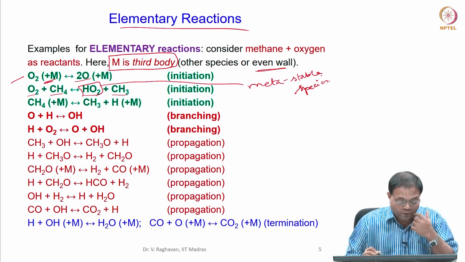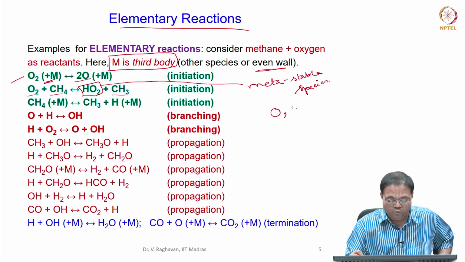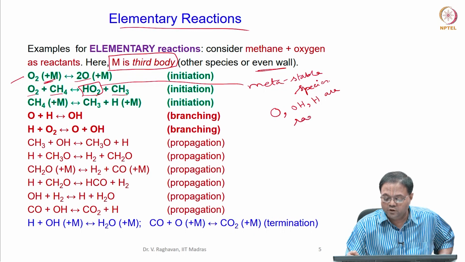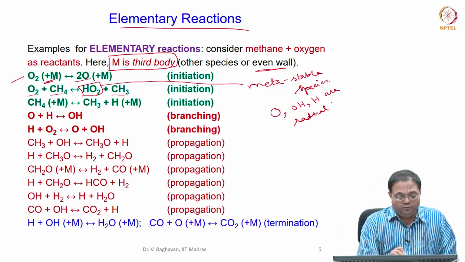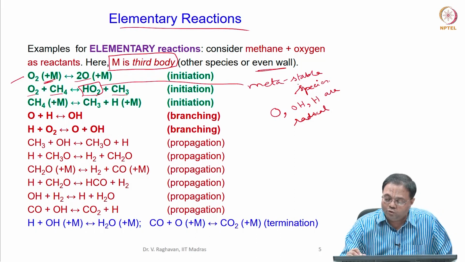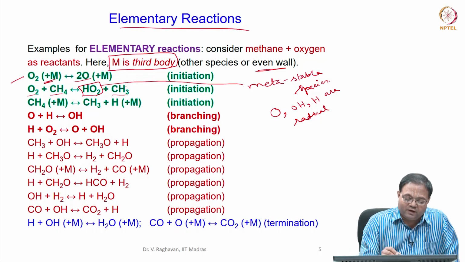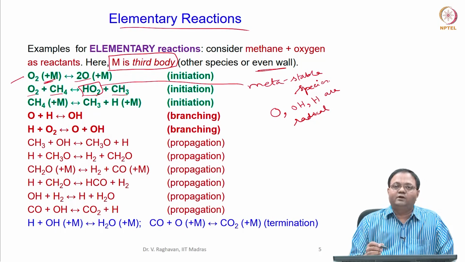Correct. So, this O is a radical. Actually, O, OH, H are radicals. They are very reactive species. This HO2 is a metastable species which is formed here. Again, CH3 should undergo some more disintegration. So, CH3, one more H will break to form CH2, and CH will form, and so on.